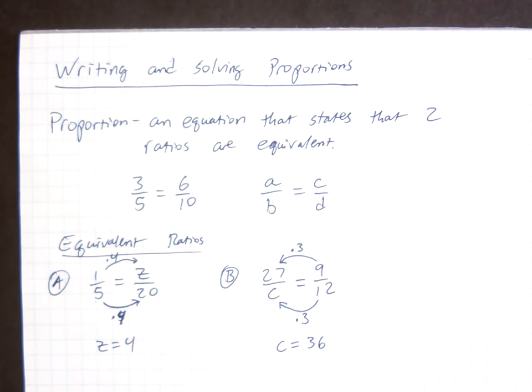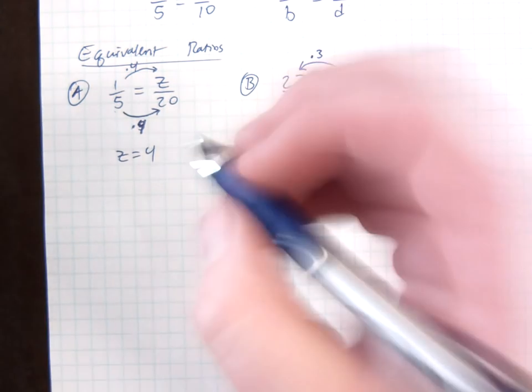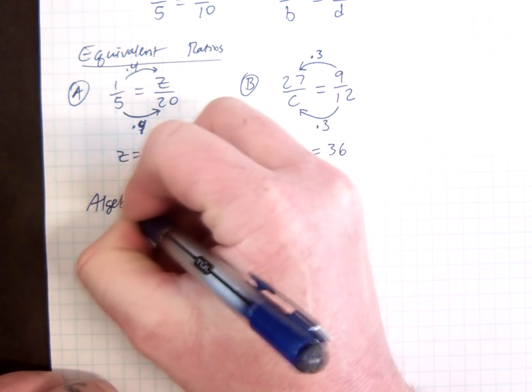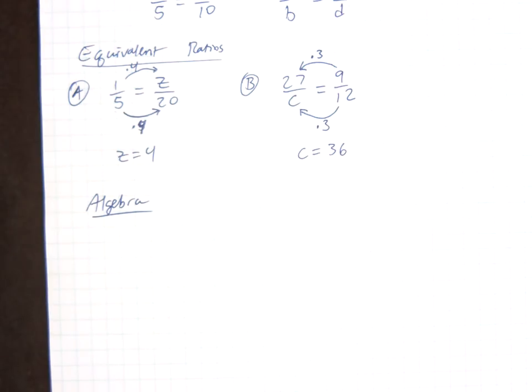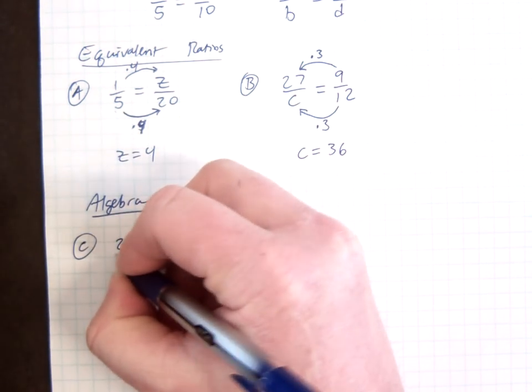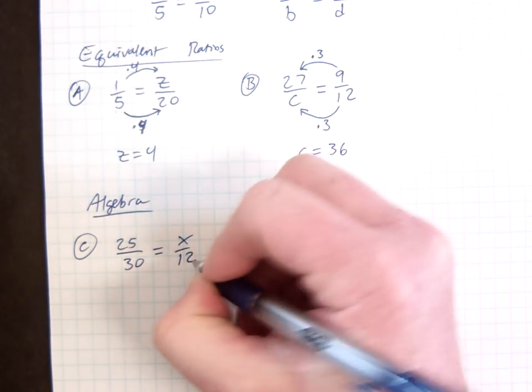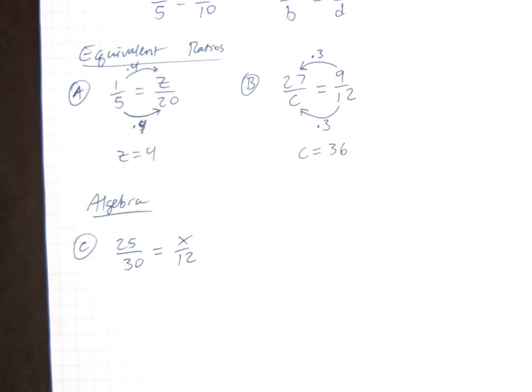The second way is simply by using algebra and the inverse operations that we've learned to apply in our last unit. So in example C, we'll use the proportion 25 is to 30 as x is to 12. Now looking at this, there's no really obvious equivalent ratio. 12 doesn't fit evenly into 30. So equivalent ratios isn't probably going to be our first pick. So let's just use algebra.